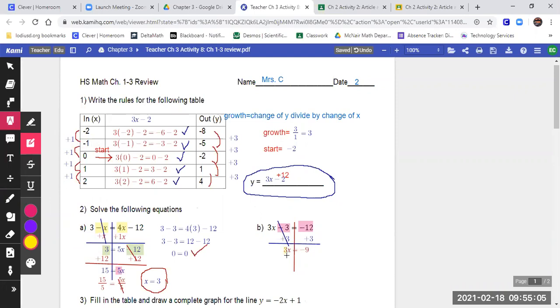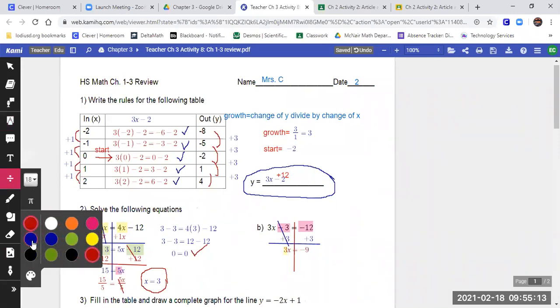What is with our X that we need to move out of there? How are we going to make it move? What's with the X? Start there. A +3. So to move the +3, I have to divide both sides by +3. Make sure you're thinking in terms of signs as well as numbers, okay?